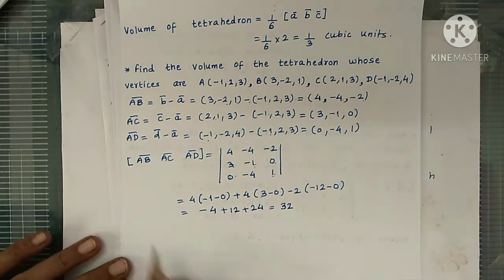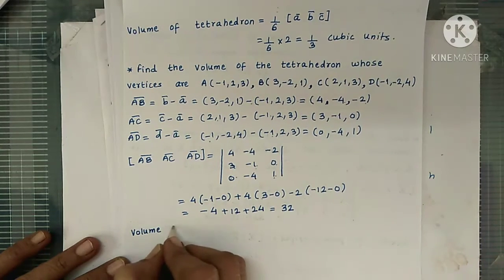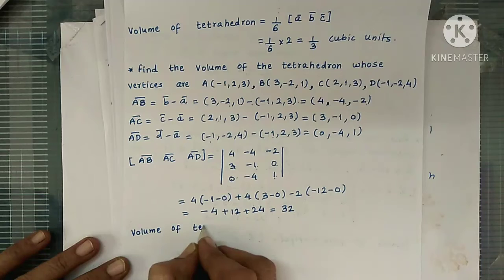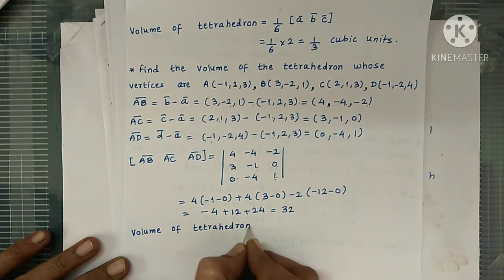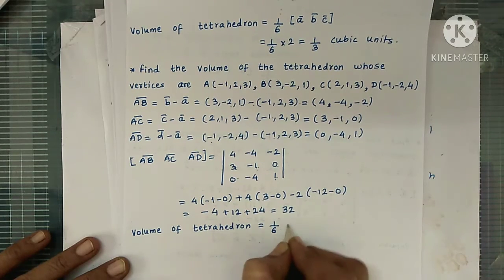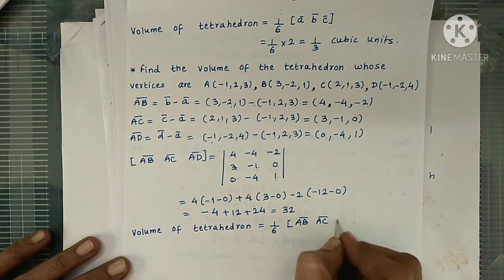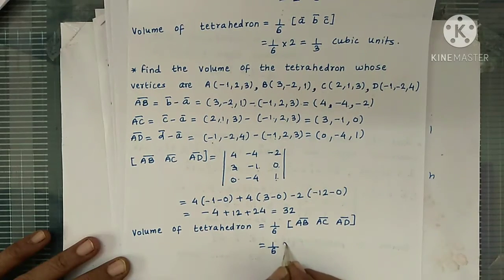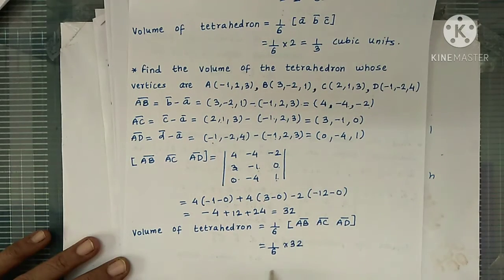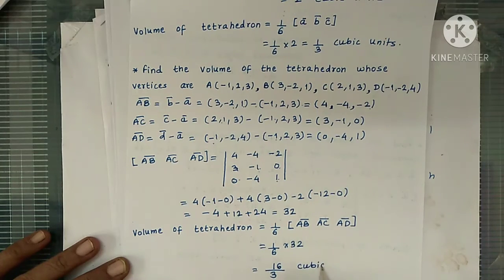Okay, now let's write the result first, and then we will substitute the value. So the volume of a tetrahedron is asked. For a tetrahedron it is 1 by 6 times the scalar triple product. Now the coterminous edges are AB bar, AC bar, AD bar. Substituting the value, it is 1 by 6 into 32. We can divide by 2, so it is 3 here and 16. 16 upon 3 cubic units.